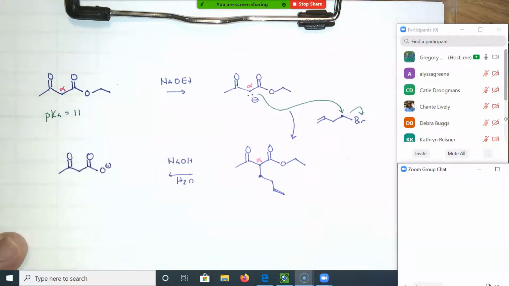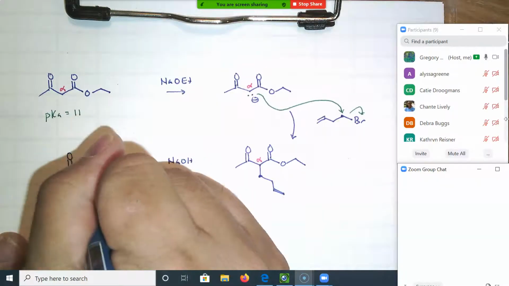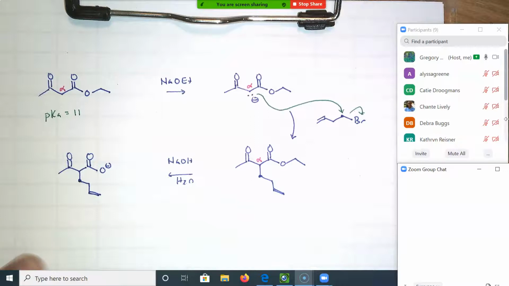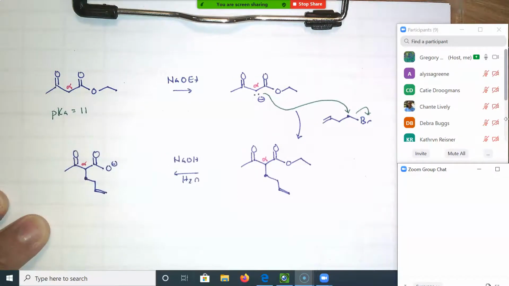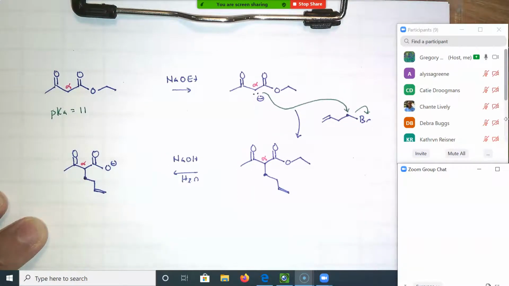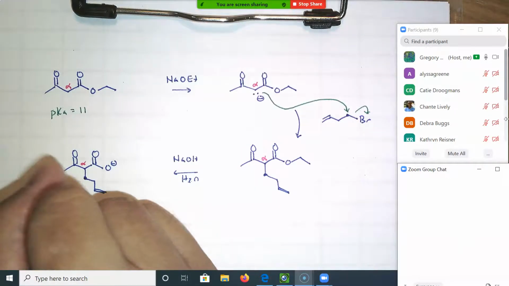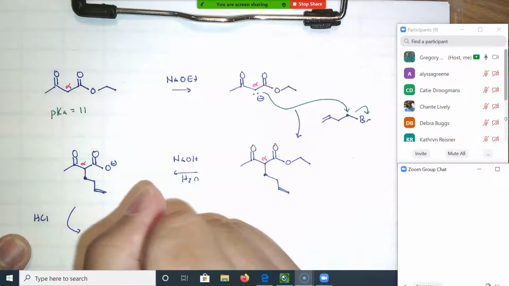O minus. The rest of the junk, we have this. If you think I'm making a mistake, I am going fast. So what I'm most worried about is copying the right number of carbons. This is still alpha. I'm going to continue to locate the alpha carbon every time. HCl. Did I use HCl? Yep. HCl. All you gotta do is protonate.